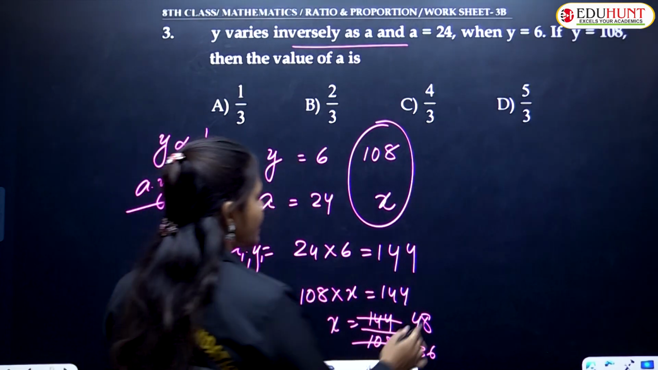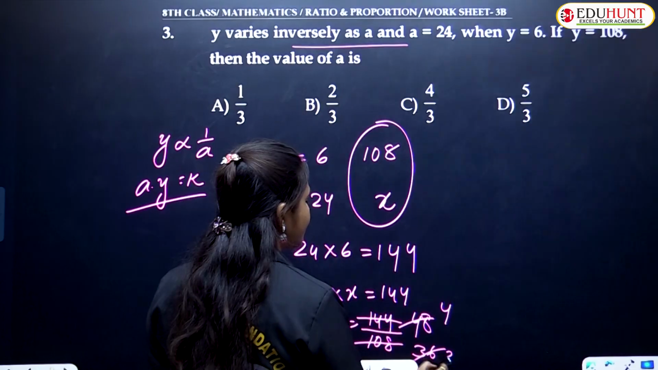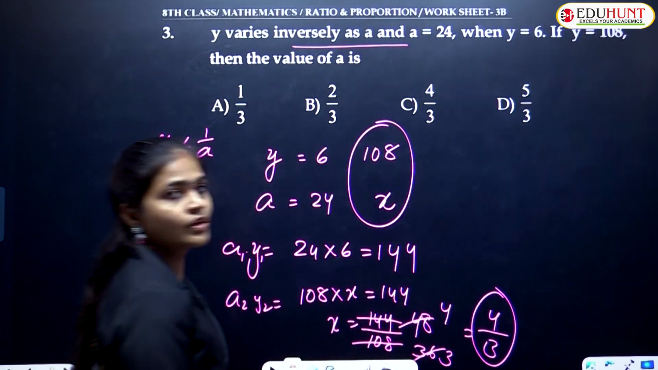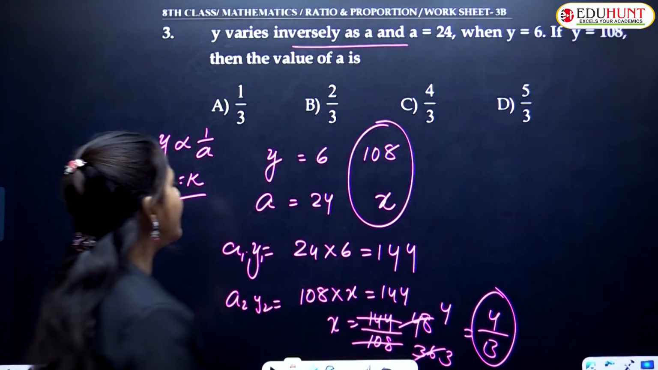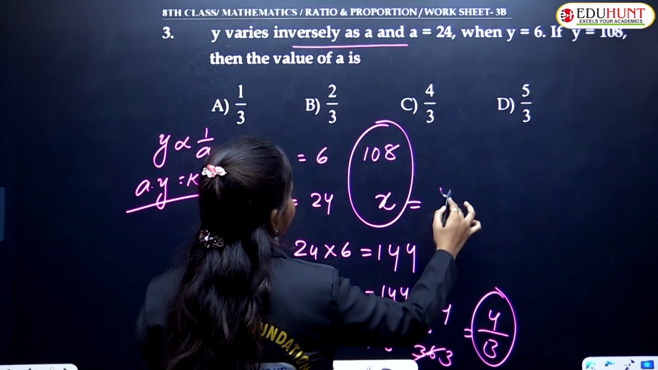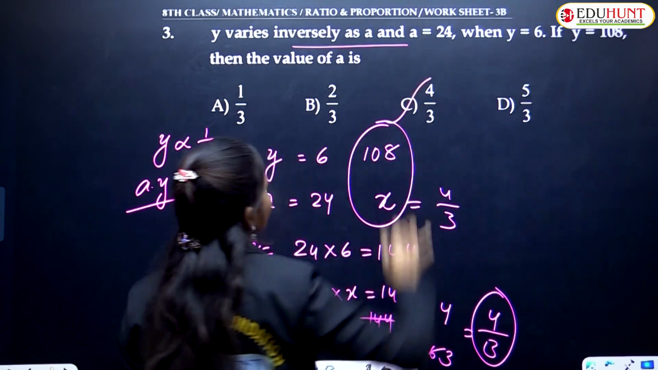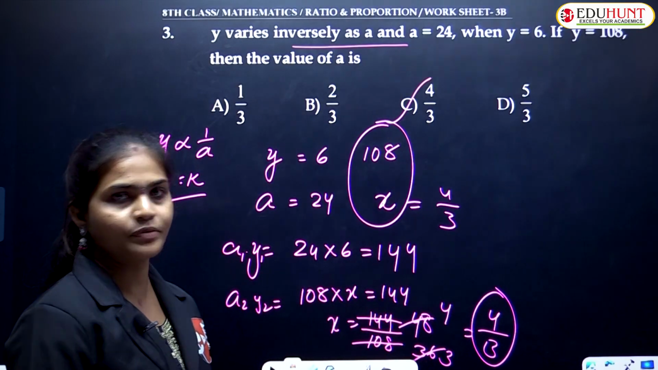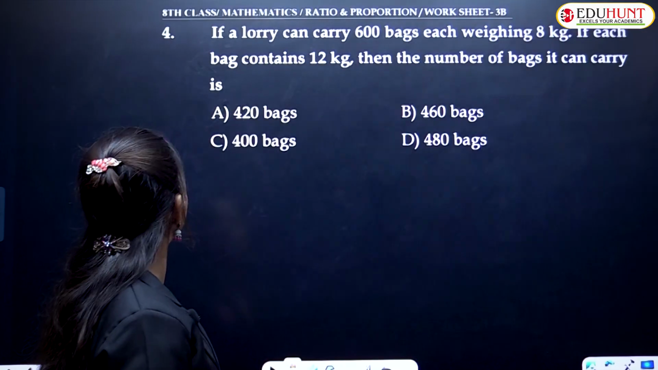Clear? Next, 12 4s are 48, 12 3s are 36, which is equal to 4 by 3, the ratio. 4 by 3 is the required number, that is the value of x. x is equal to 4 by 3. So which option is correct here? Yes, option C is correct. Okay, so let us see the next one.